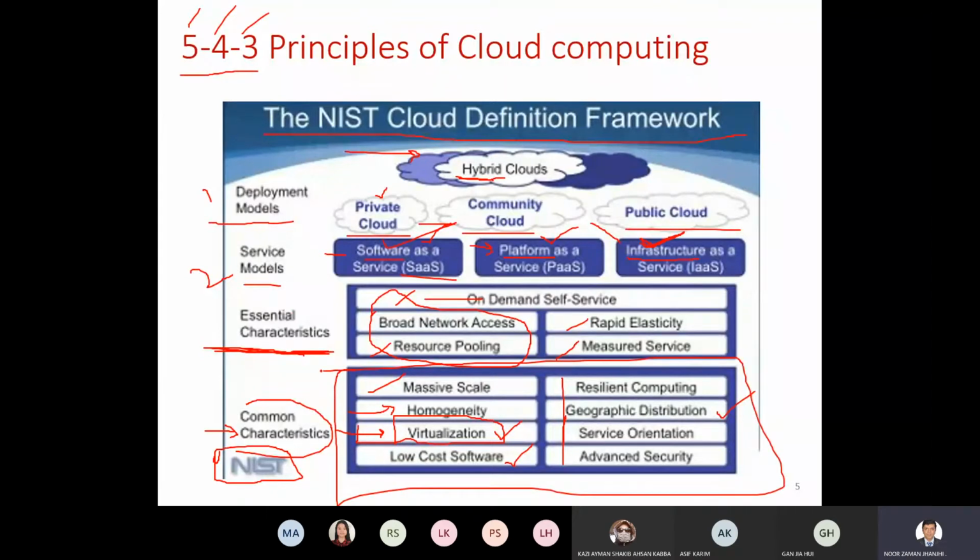So in each cloud, maybe all of them are there, or maybe a few of them, or maybe 50% of them. But what are the essentials? From there, we cannot take even one characteristic out. Otherwise, we cannot call it a cloud.